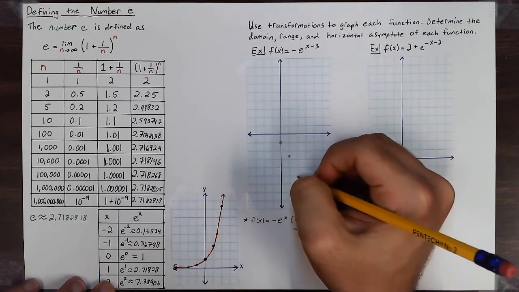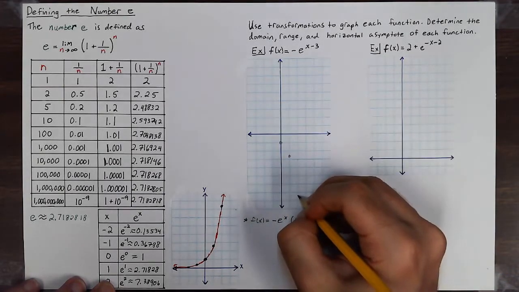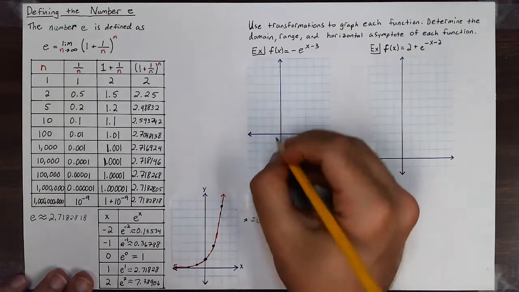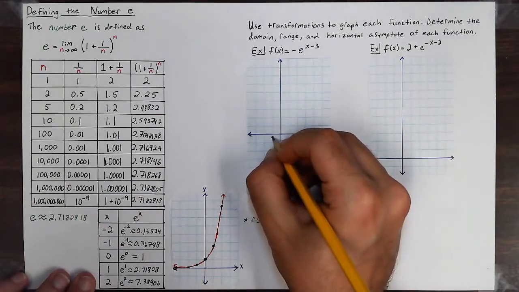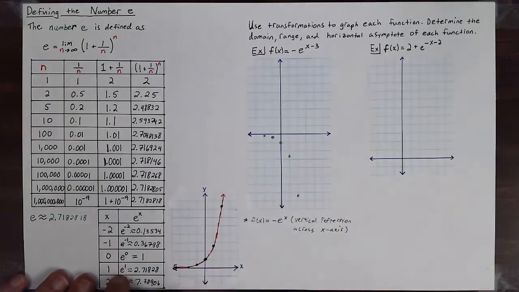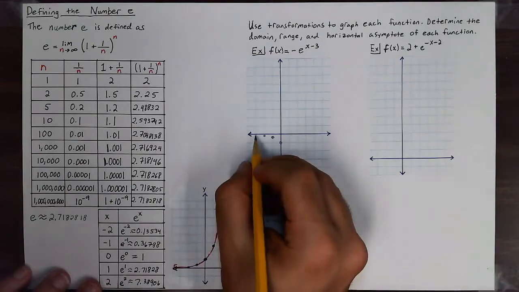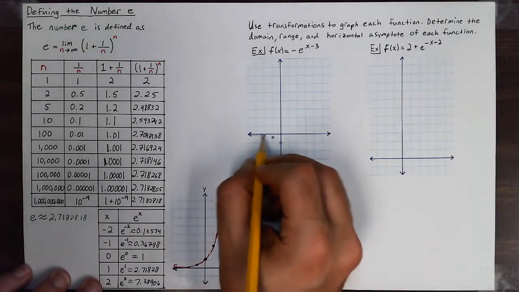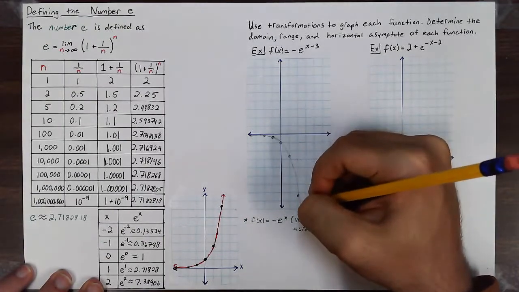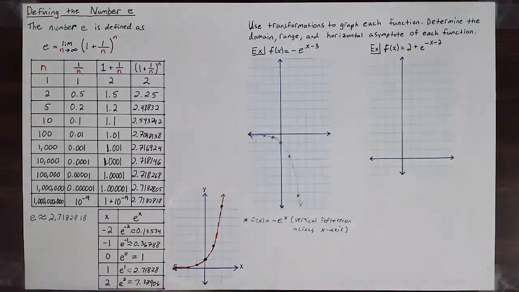Then the point at negative 1, 0.3-ish is now at negative 1, negative 0.3-ish. And same thing for the negative 2.1. And we can start to see the graph shifts to about right here. And then you get the final graph.